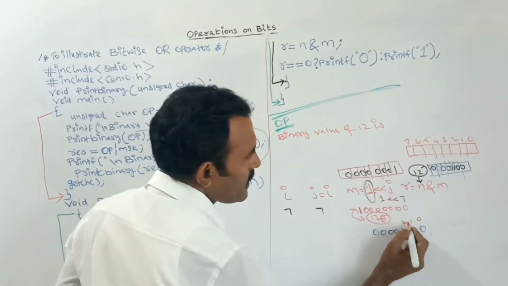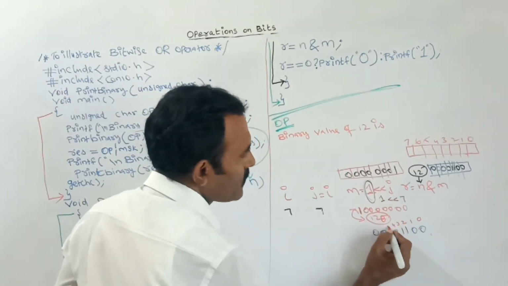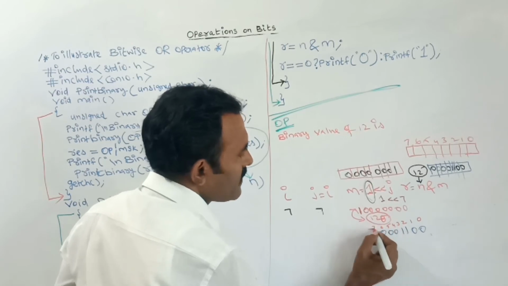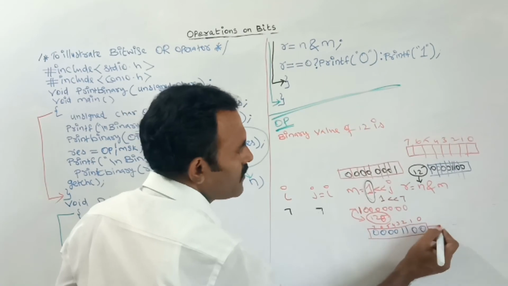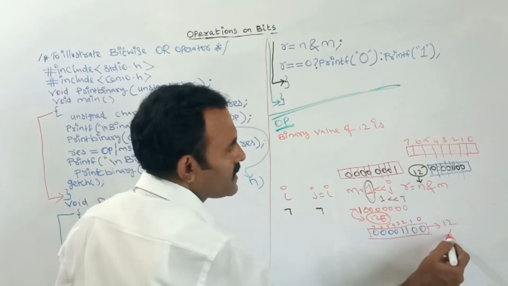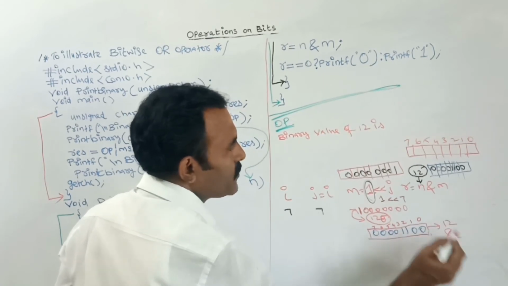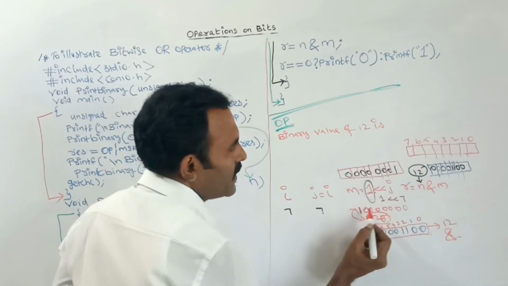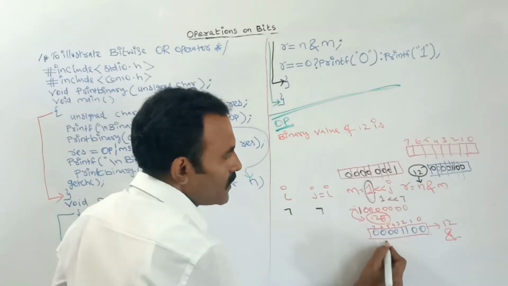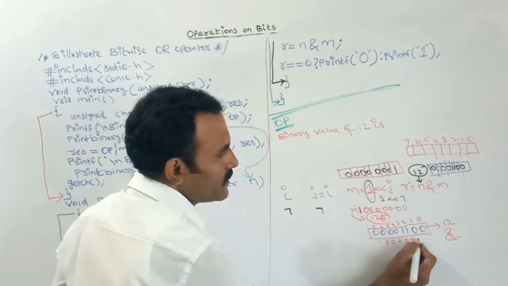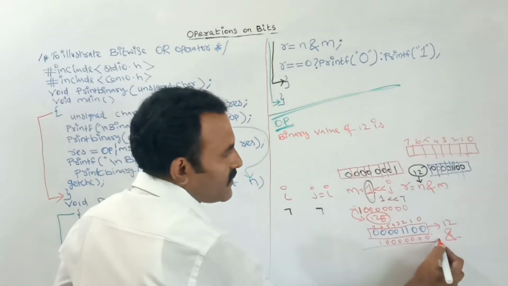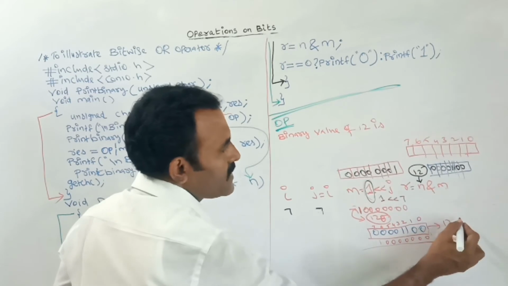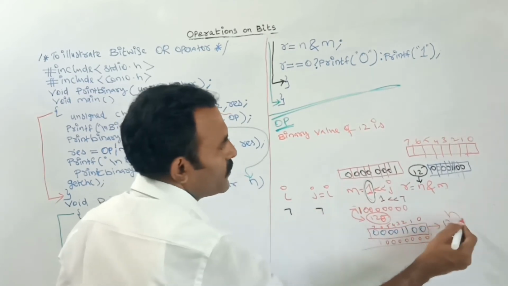First position, second position, third, fourth, fifth, sixth and seventh. This is the binary value of 12. Next, I am using bitwise AND. Next, the mask value. This is the mask value 1 0 0 0 0 0 0. This is the answer of the mask value. Here M is the mask, and this 12 is the N value.